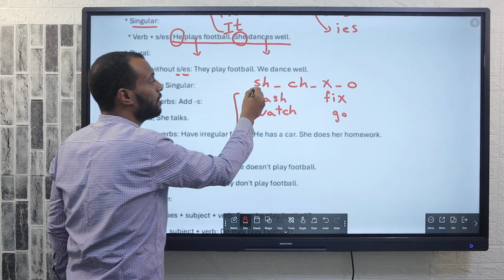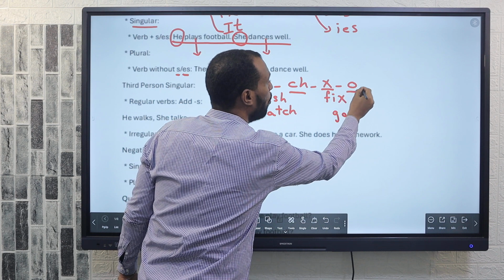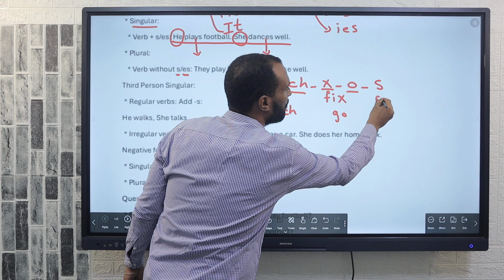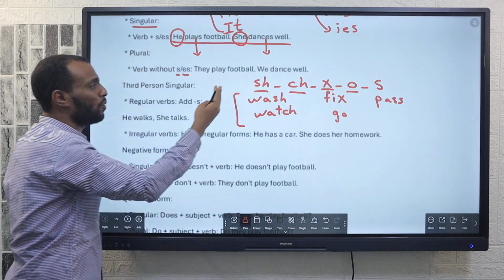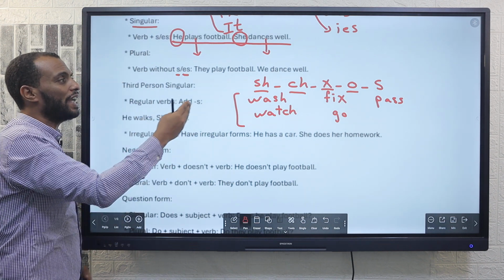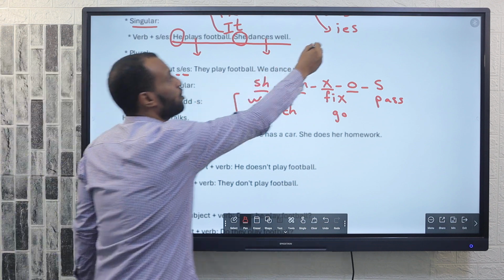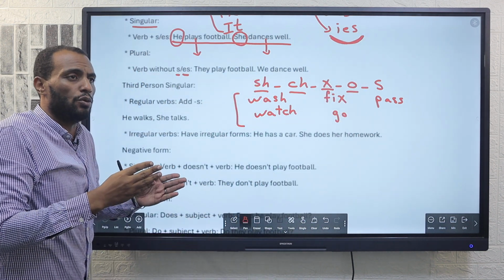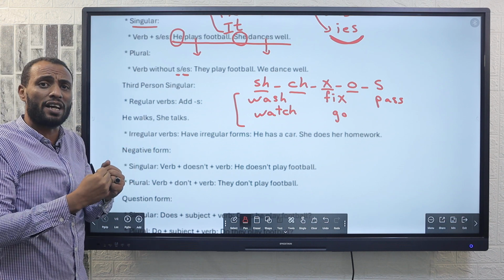So if my verb ends with sh, ch, x, and then o, and another one when a verb ends with s, like the verb pass. So these are the cases in which we add es to our verb. When we have he and she and it, we add what, class? Es. And then for the third one, which is the case in which we are going to add ies, we have a full video related to this case, but next time.